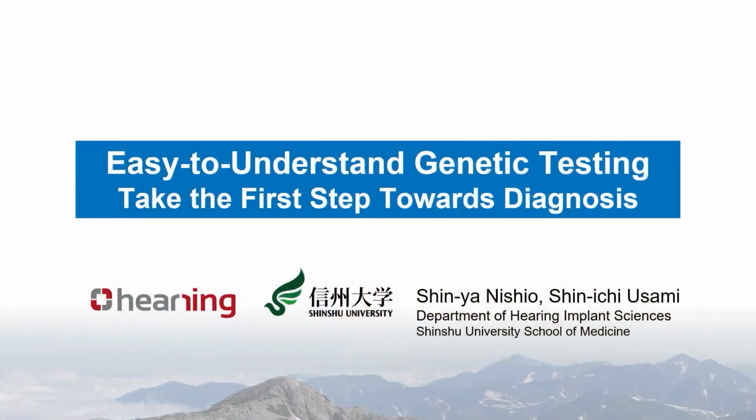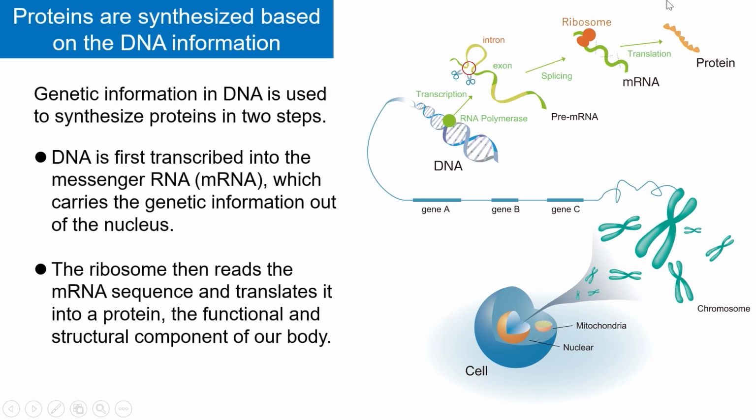Today, I'd like to talk about easy-to-understand genetic testing, which takes the first step towards diagnosis. Our body is made of cells, and each cell contains a nucleus. In the nucleus, we have the DNA. And proteins, a component of our body, are synthesized based on the DNA information.